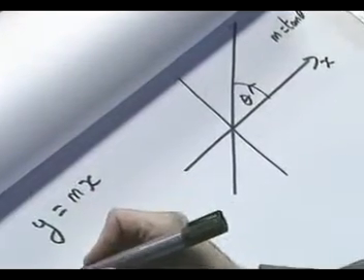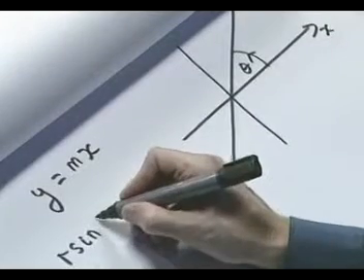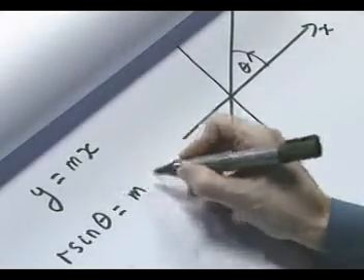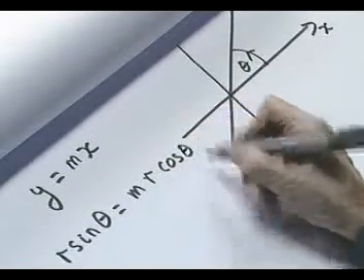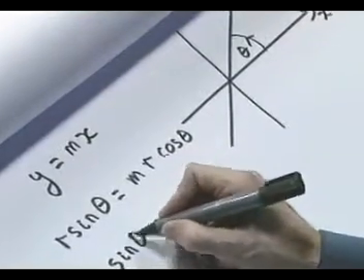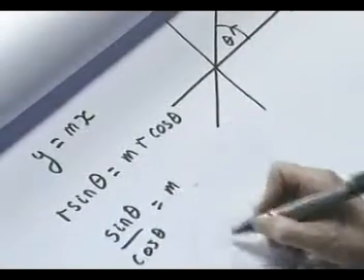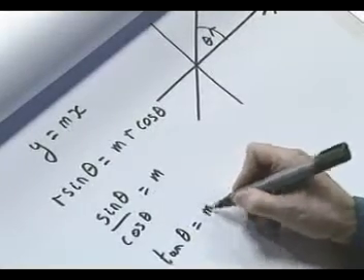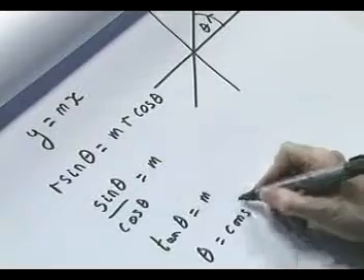Y is, we know, r sine theta equals m times r cos theta. The r's cancel out, and so I have sine theta over cos theta equals m, and so I have tan theta equals m, and so theta does equal a constant.